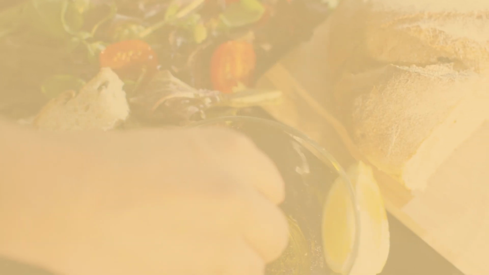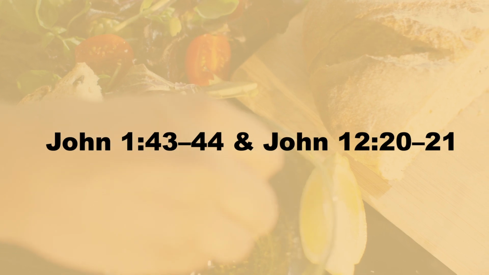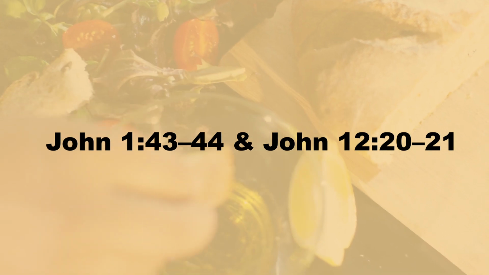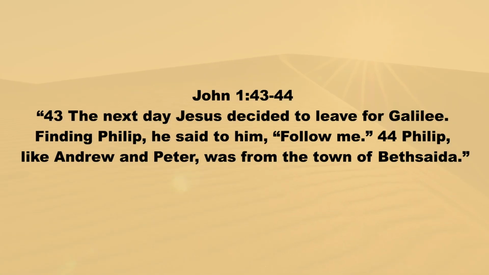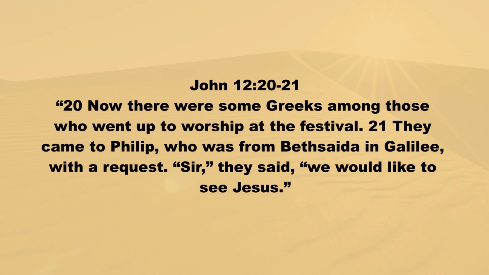If we switch gears to look at John 1:43 through 44 and John 12:20 through 21, these passages are unrelated to the feeding of the 5,000. John 1:43 through 44 is about Jesus' decision to go north to Galilee, and he asks Philip to go with him, and John mentions in passing that Philip was from Bethsaida. In John 12, some Greeks approach Philip asking to see Jesus, and John mentions the same thing about where Philip was from, though he doesn't explain what this has to do with the Greeks and their request.